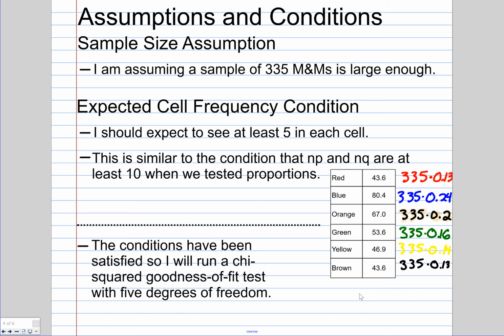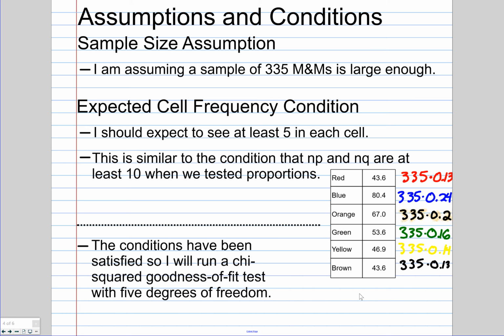Where did I get 5 degrees of freedom from? Very good. There's 6 categories. So categories minus 1 is 5. Are you good on how we got these numbers? Yes. So all of these numbers added together will give you 335.